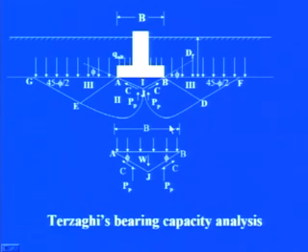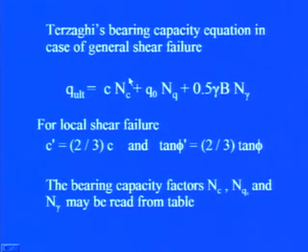So, this is Terzaghi's bearing capacity analysis, and on this basis, by considering the static equilibrium of the wedge, we have found that the bearing capacity equation in the general shear failure case is given by q ultimate equals c Nc plus q0 Nq plus 0.5 gamma B N gamma, where c is the cohesion and q0 is the overburden at the foundation level, determined as gamma times Df, where gamma is the unit weight of the soil, B is the width of the foundation, and the factors Nc, Nq and N gamma are known as bearing capacity factors, the expressions for which we have seen in the last lecture.